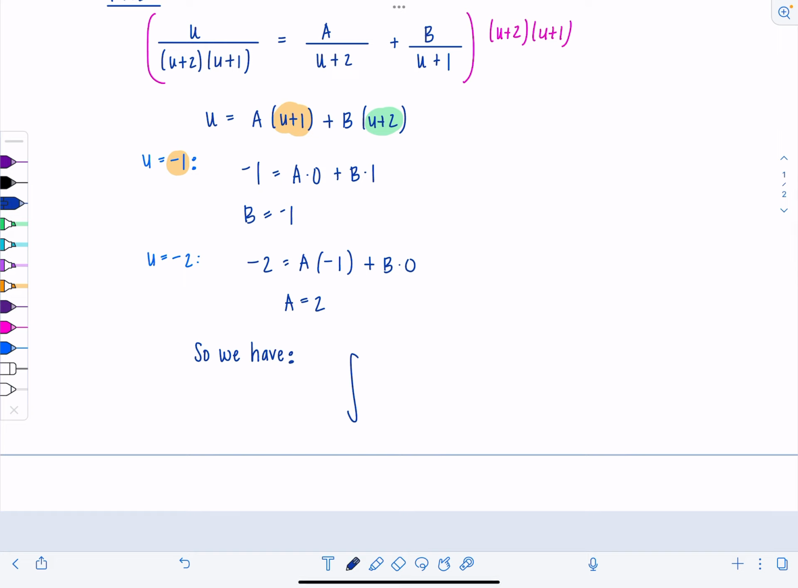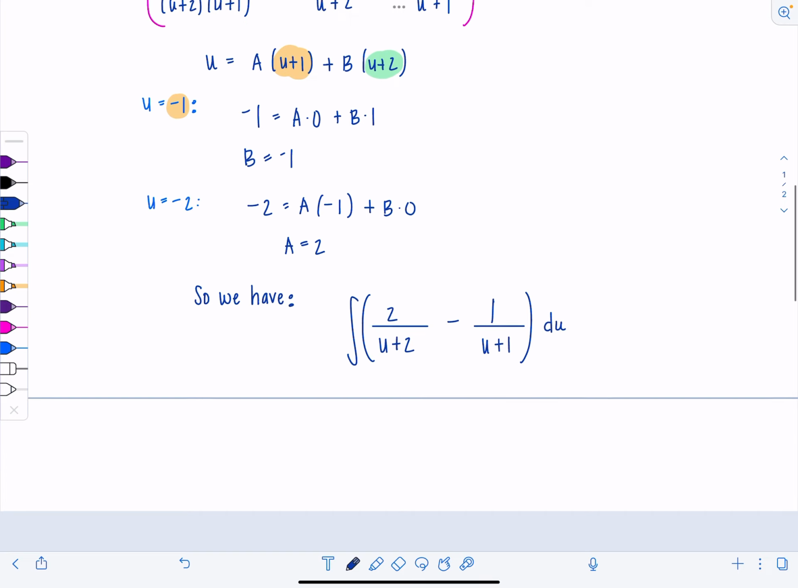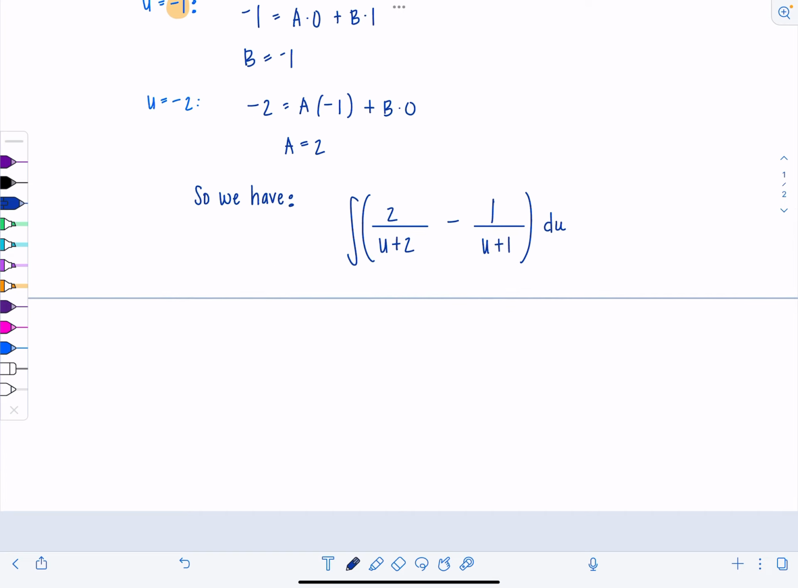We have A over u plus 2. A is 2, so 2 over u plus 2. Plus B is negative 1, so I'm just going to write minus 1 over u plus 1. Don't forget your du. All right, both of these are easy peasy to integrate. They're just going to involve ln. You shouldn't have to do any extra subbing because all you have is plus a constant, so calm down.